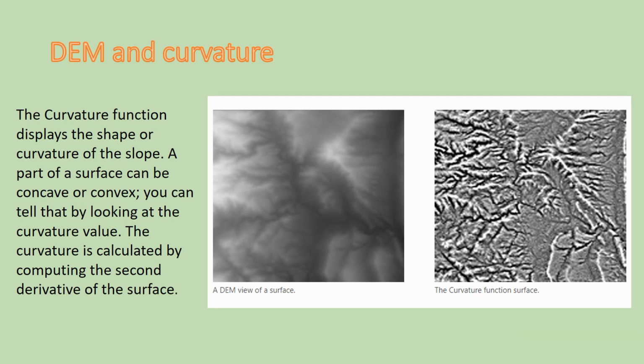So on these two pictures you can see a digital elevation model on the left side and the curvature function surface on the right side, and curvature is derived from the digital elevation model. And minus values and plus values as well as zero values indicate the certain curvature of a surface.